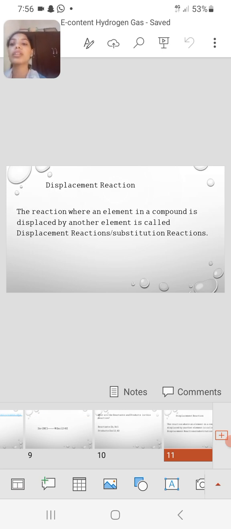During this chemical reaction, which atom replaces hydrogen in hydrochloric acid? Zinc takes the place of the hydrogen atom in the hydrochloric acid molecule by replacing it. This type of reaction, where an element in a compound is displaced by another element, is called a displacement or substitution reaction.